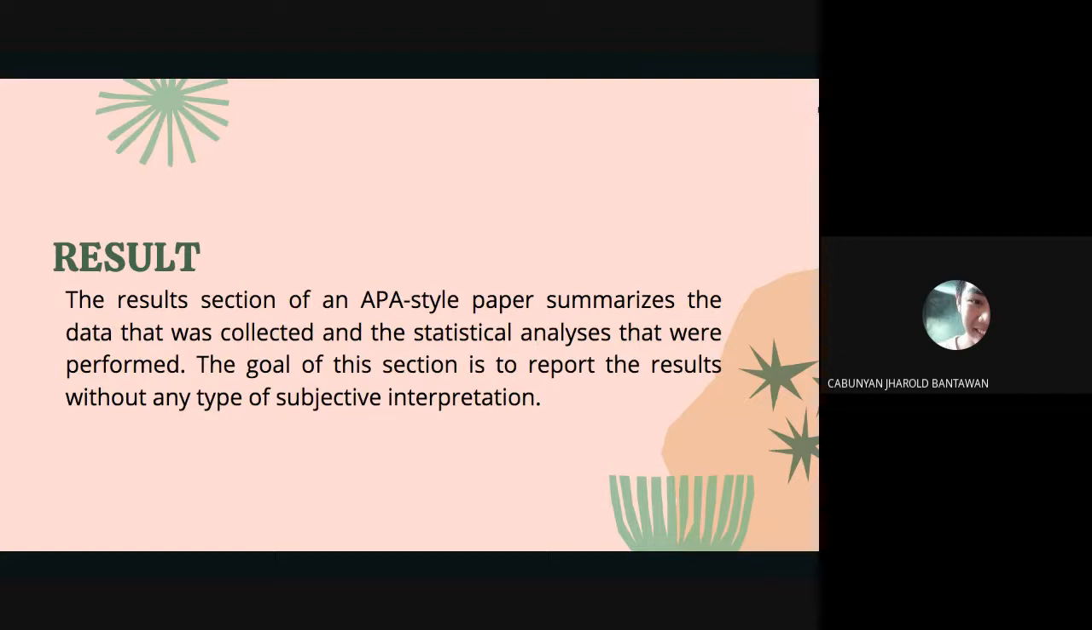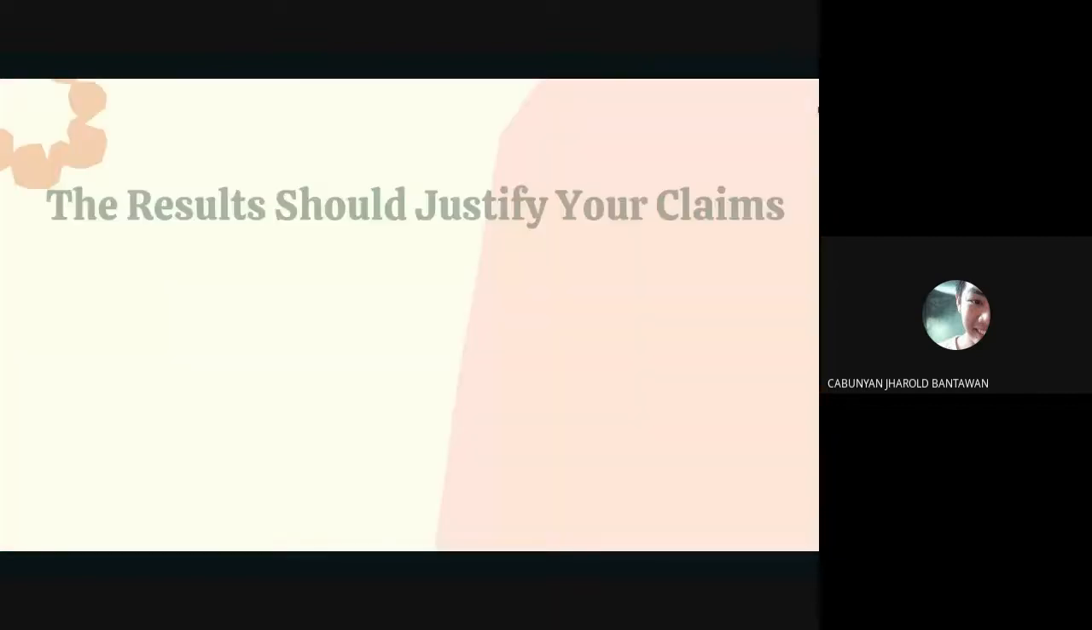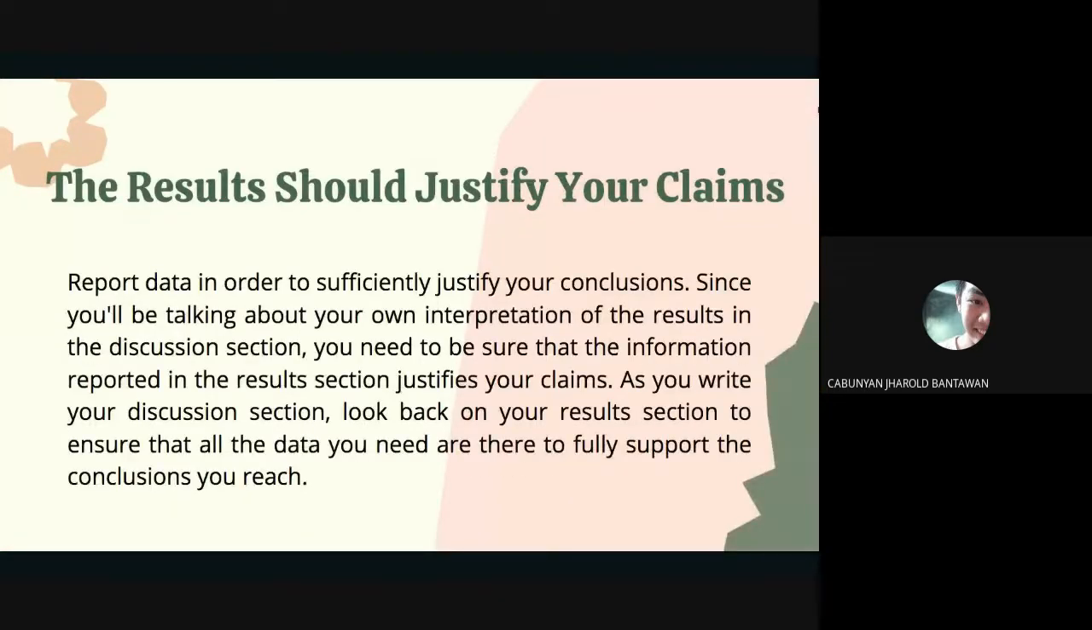So, punta muna tayo sa result. The result section of an APA style paper summarizes the data that was collected and the statistical analyses that were performed. The goal of this section is to report the results without any type of subjective interpretation. Next up. Ito, unang-una, ang result part ng paper nyo ay nagpapatotoo sa mismong hypothesis nyo, no, in a straightforward manner.